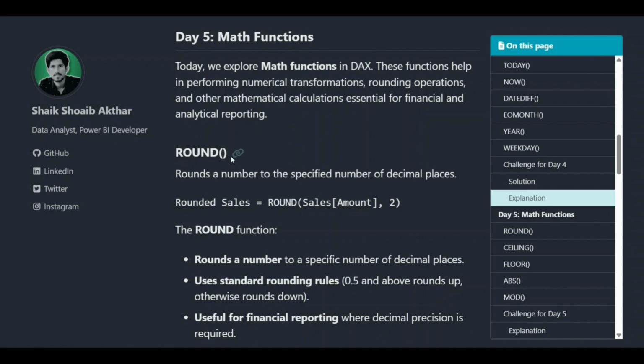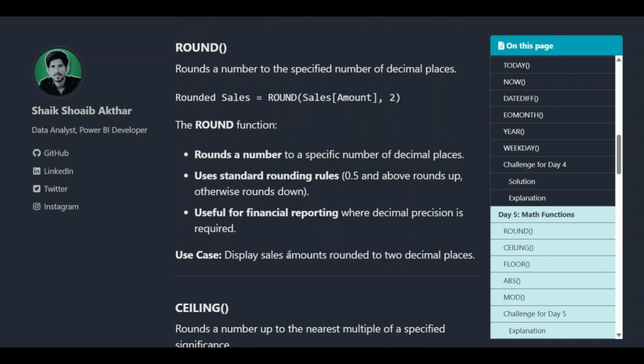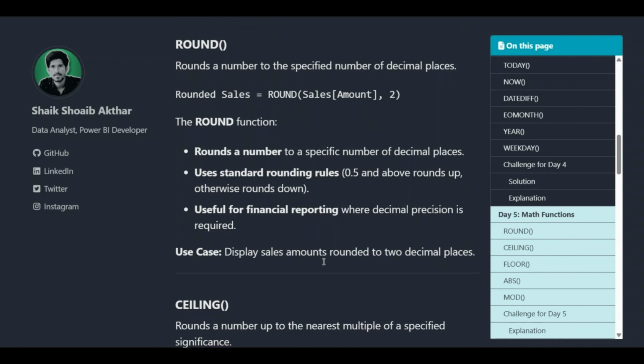The first function is ROUND. It rounds a number to a specific number of decimal places. Rounded Sales = ROUND(Sales[Amount], 2), rounded to two decimal places. It uses standard rounding rules: 0.5 and above rounds up, otherwise it rounds down. It is useful for financial reporting where decimal precision is required. The use case of this function is to display sales amounts rounded to two decimal places.